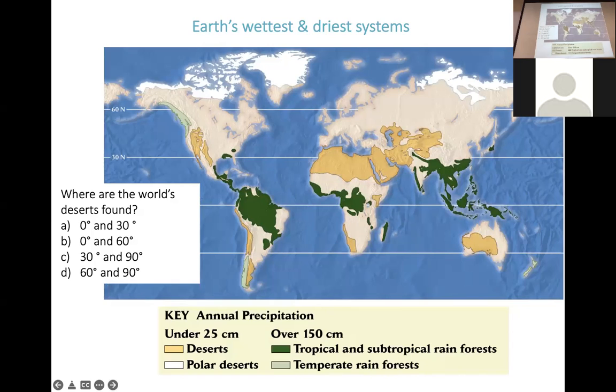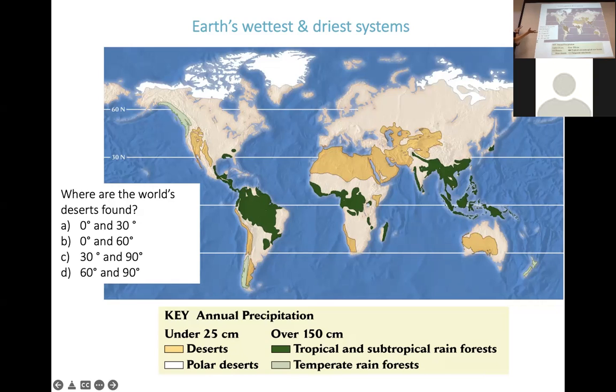So wet and dry systems. Where are the world's deserts found? You had to choose here, which letter would you choose? You know one of them, right? So you can kind of mark out where did I say most deserts are found? What latitude? 30, yeah. So 30 we talked about. So we'll ignore B and D. We know it's not 60 and 90. So it'd be 0 and 30 or 30 and 90. So like 0 was like the tropics, so it would be 30. Exactly. So 0 is the equator.